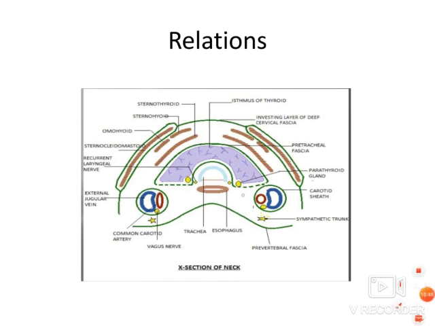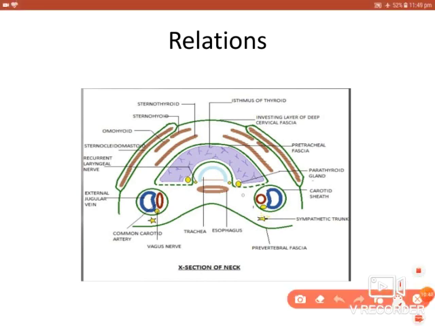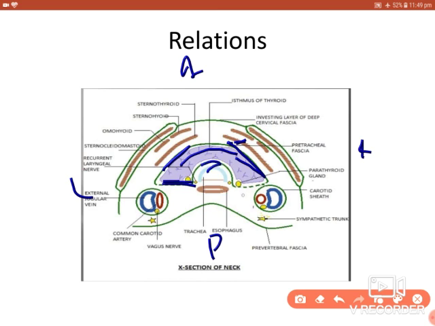Then here you are seeing a cross section, a transverse section, of the thyroid gland. This is the posterior aspect, this is the anterior, and this is the right and left. See here the thyroid gland, the purple one. It's surrounded by the fascia, the green covering, which is the pretracheal fascia. This is the anterolateral surface, and this is the posterolateral surface. This forms the medial relations.